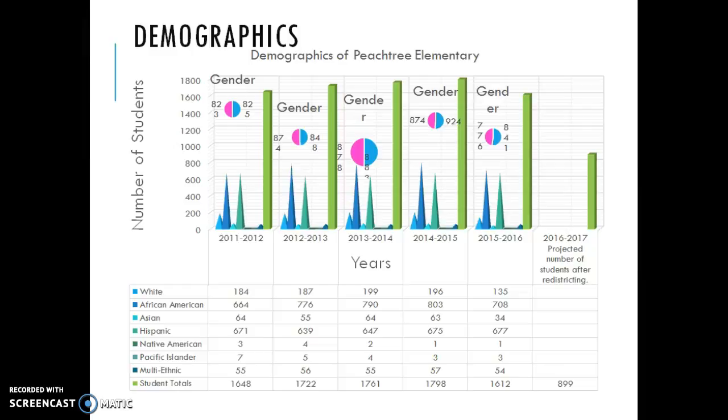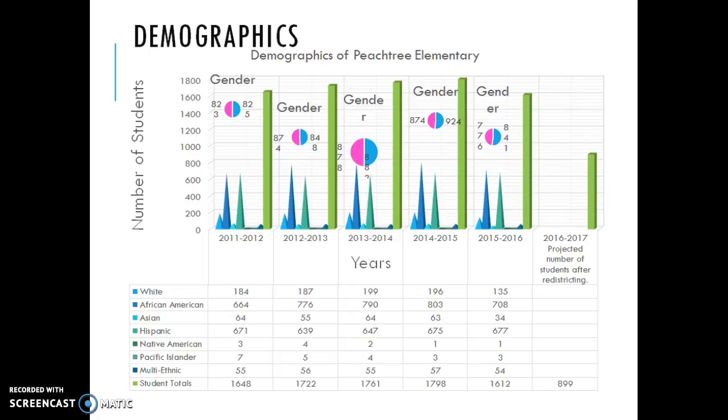Here are our demographics. As you can see from the data, our population has continued to steadily grow until 2015, which was phase 1 in redistricting, where we lost about 200 students. And next year we'll actually have about 900 students, which will be a huge change for our school. And I think that the decrease in the population will have a huge positive impact on our school.